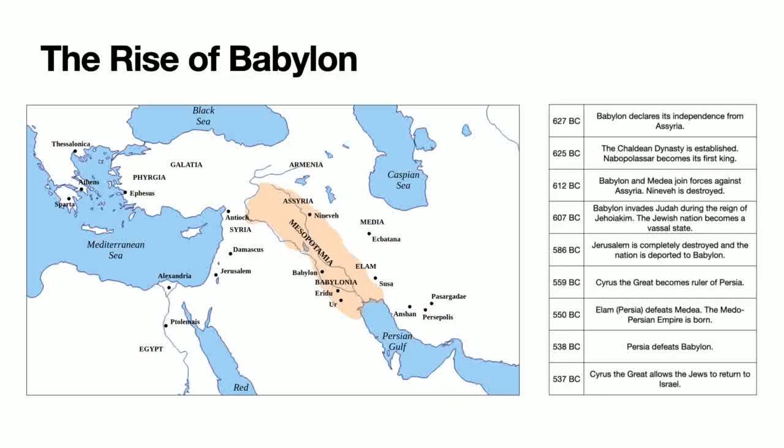Finally, in 537 BC, Cyrus the Great allows all of the Jews to return to Israel in fulfillment of all the Old Testament Bible prophecies discussing the restoration of the people of Israel and the restoration of the nation.